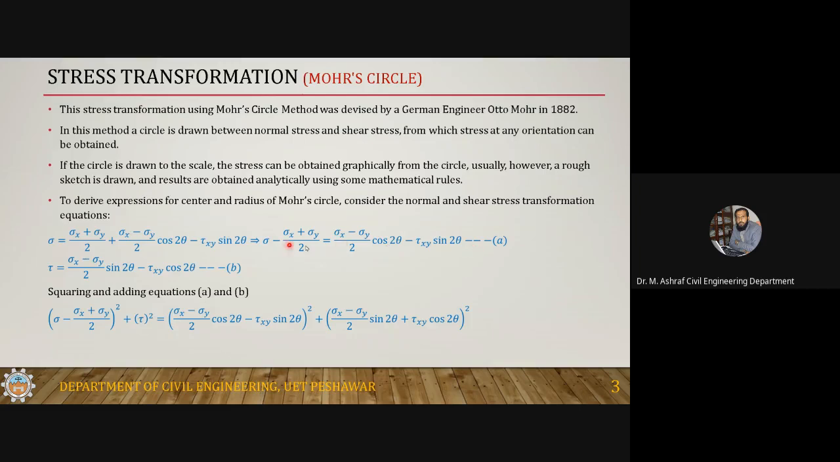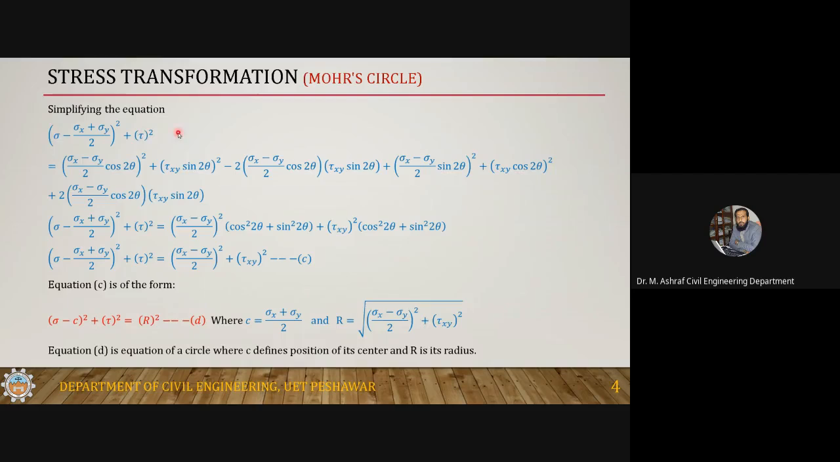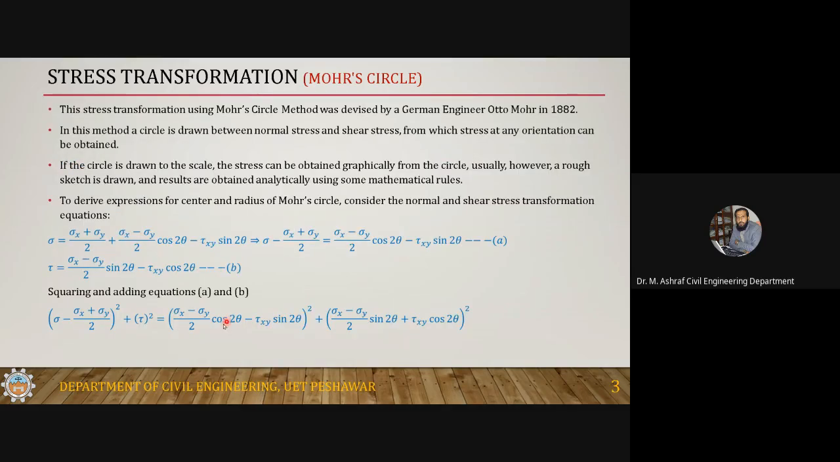Now if you square and add these equations A and B, let's suppose you square the right hand side of equation A and the right hand side of equation B. So this is squaring and adding equations A and B. So the left hand side, just open this, this is A minus B. So A square plus B square minus 2AB.